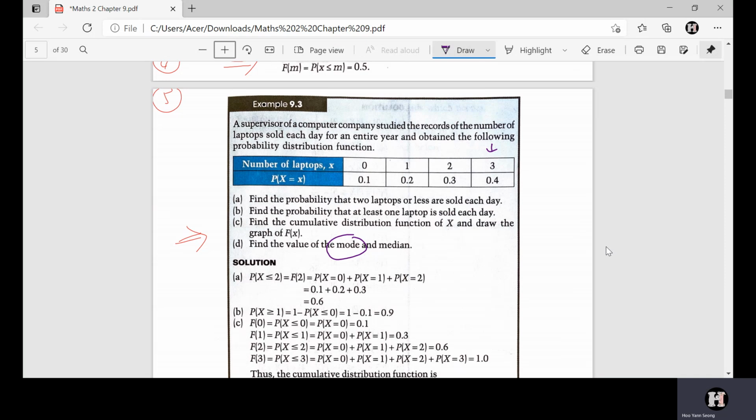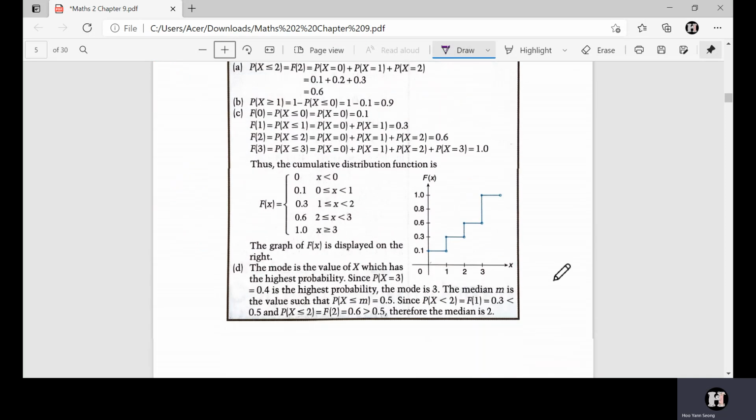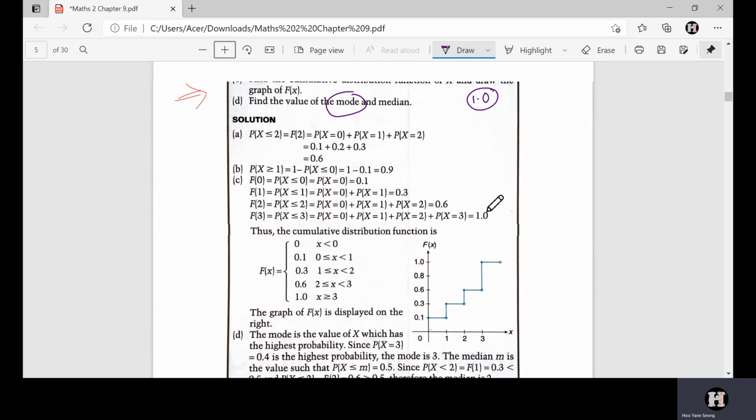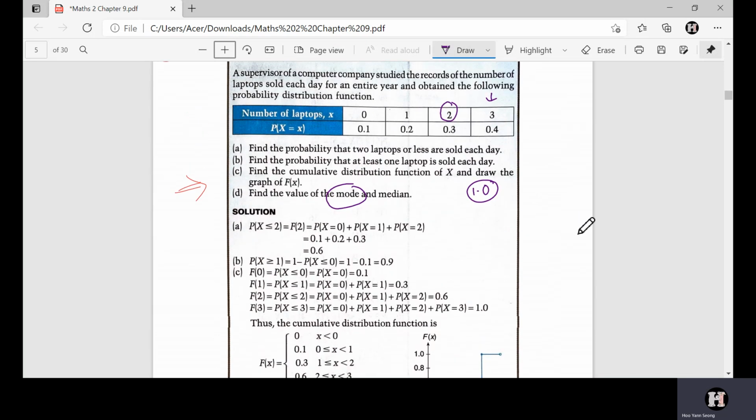For the median, we know the total probability is 1.0, so the median means half, so it's 0.5. You sum 0.1 plus 0.2, which is 0.3. Then 0.3 plus this one over here, so the 0.5 falls into the number 2. So that's why the median is 2 and the mode is 3.